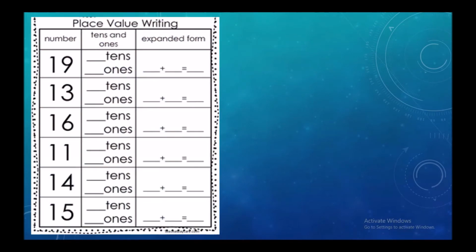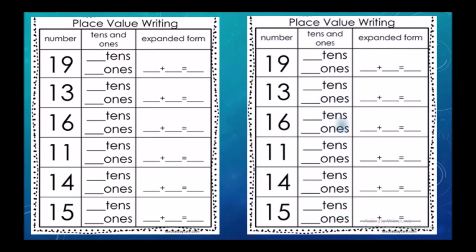Number tens and ones in expanded form. Here you can see tens and ones. So we will start with ones place. Ones place is 9, tens place is 1. So 10 plus 9 is 19. Again, we'll see the next one. 3 ones, 1 tens. 10 plus 3 is 13.